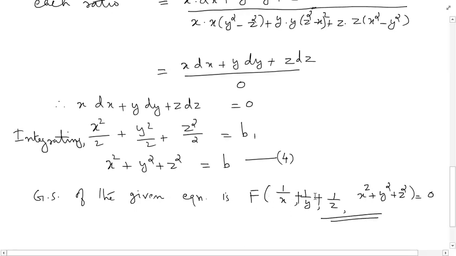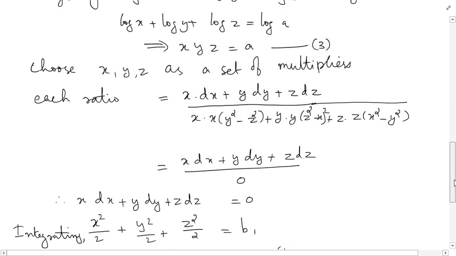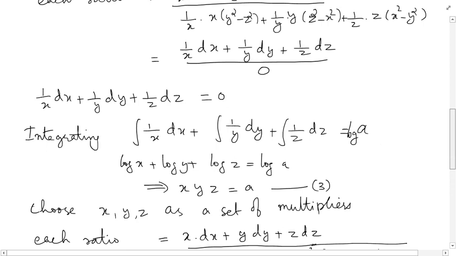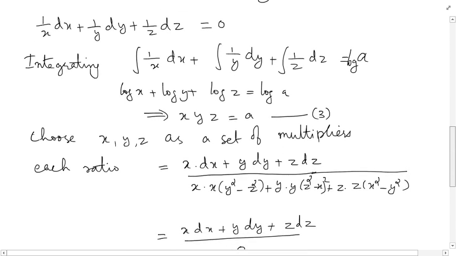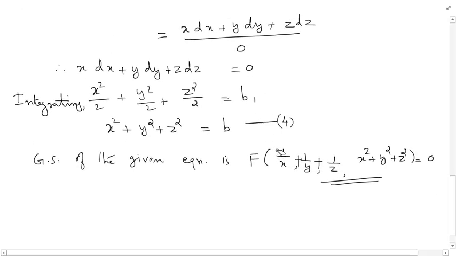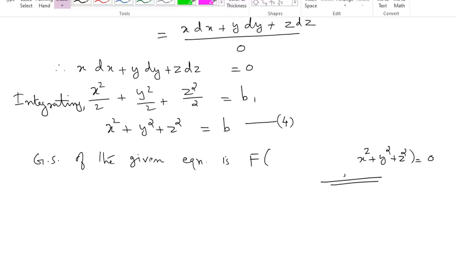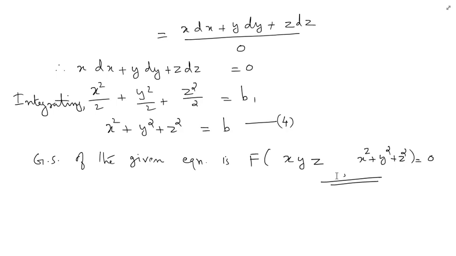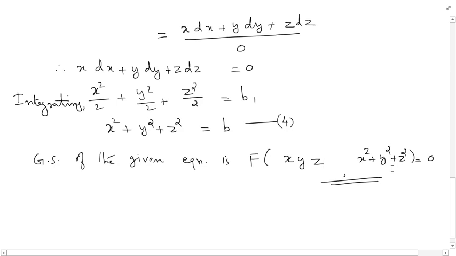So therefore, the final solution. The first term you got from the third equation. Third equation is, sorry, it is xyz. So therefore, we can write the general solution of the given Lagrange equation in the form f of xyz, x square plus y square plus z square equal to 0.